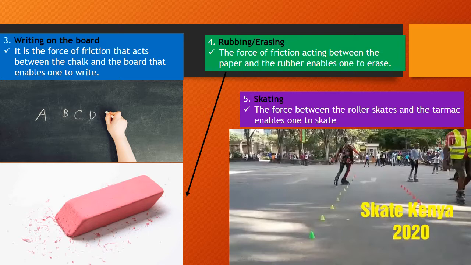5. Skating. The force of friction between the roller skates and the tarmac enables one to skate. Watch the video.